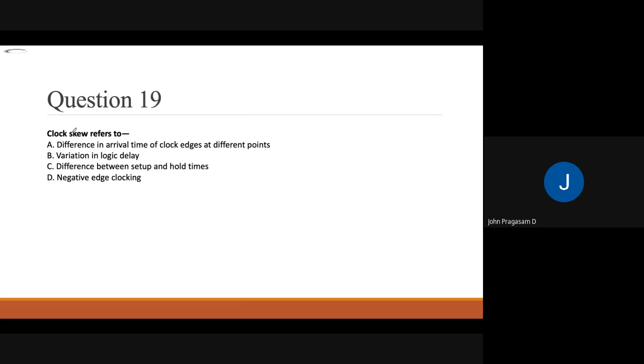Yes, ma'am. So question number 19. The clock skew refers to: option A, difference in arrival times of the clock edges at different points. Option B is the variation in logic delay. Option C, difference between the setup and hold time. And option D is negative edge clocking.